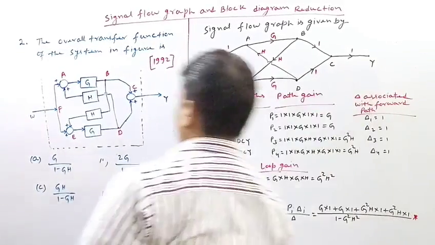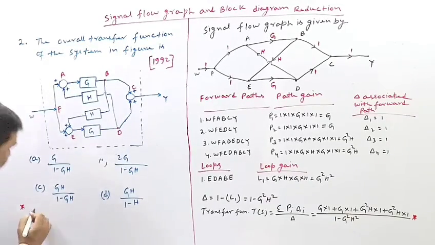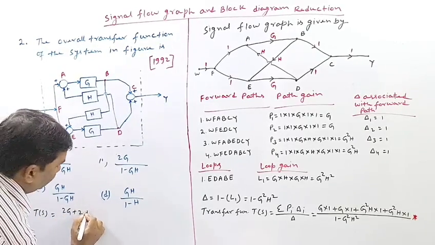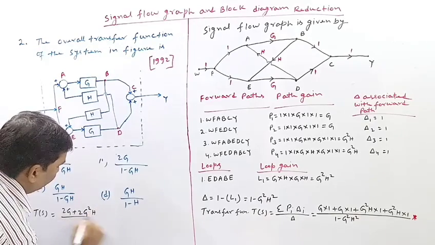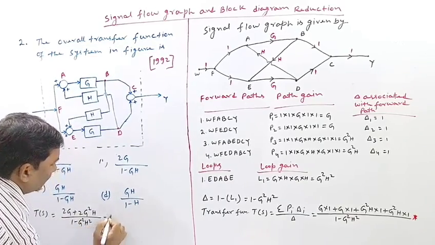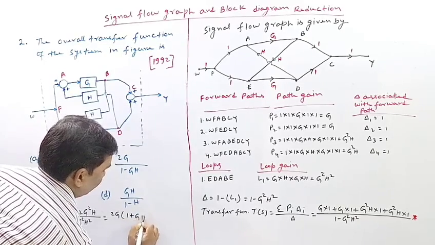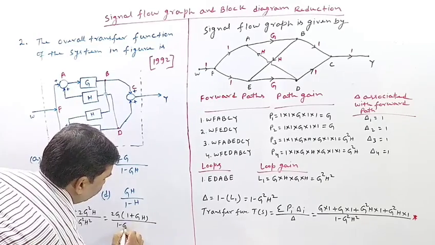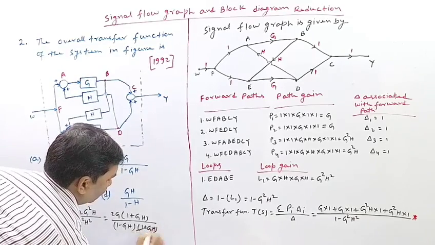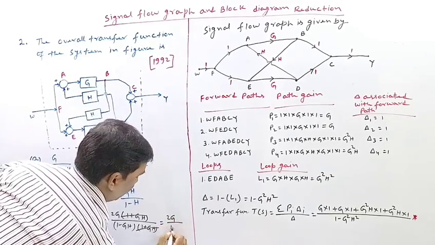Let us write this side. So now ts will be 2g plus 2g square h divided by 1 minus g square h square. If we take 2g common in the numerator, then it will be 1 plus gh, and in the denominator it will be 1 minus gh multiplied by 1 plus gh. So 1 plus gh will cancel out, and we are left with only 2g by 1 minus gh.